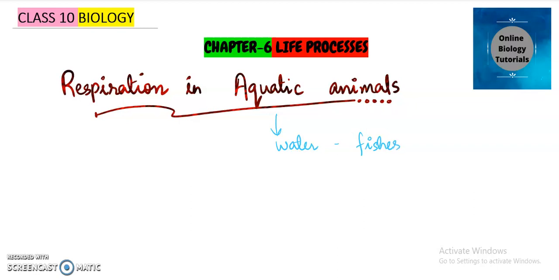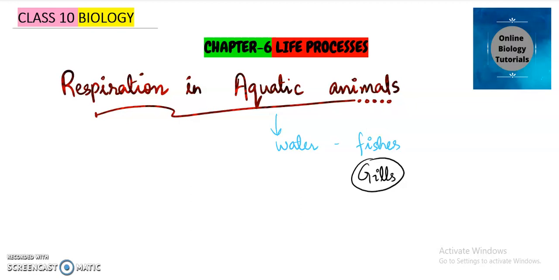Now, as I talked about, terrestrial animals are those which live on the land and they have lungs which have the capacity to use the atmospheric oxygen, right? But fishes, they don't have lungs, right? Rather, they have the gills for respiration. So this is the difference. Terrestrial animals have lungs, and fishes have gills for respiration.